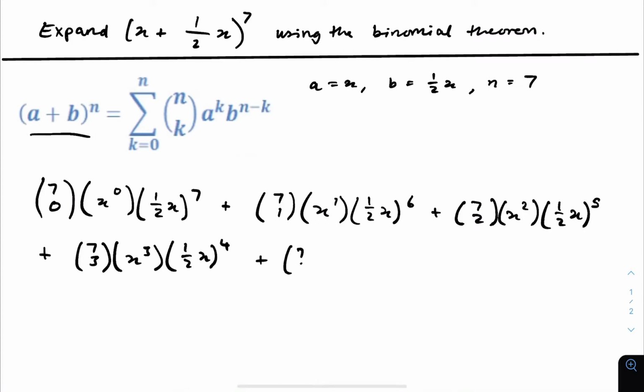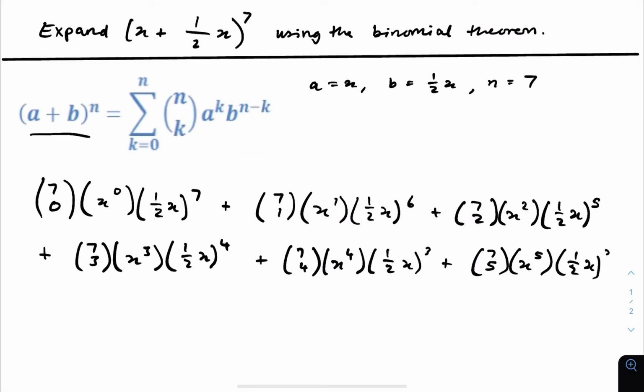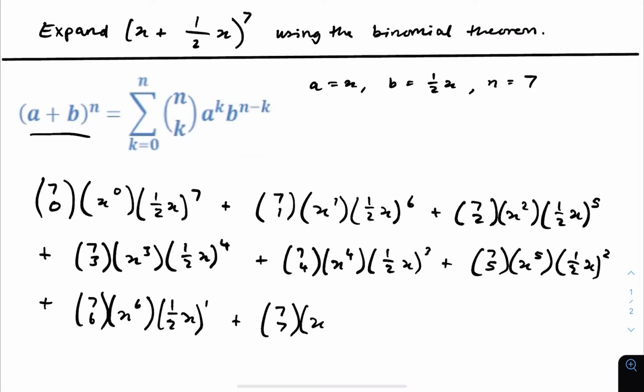Then 7 choose 4, we just continue with our pattern, x to the power of 4 times half x cubed, plus 7 choose 5 times x to the power of 5 times half x squared, plus 7 choose 6 times x to the power of 6 times half x to the power of 1, plus 7 choose 7 times x to the power of 7 times half x to the power of 0. As you can see, this power continues to decrease until it reaches 0, and this power continues to increase until it reaches 7.